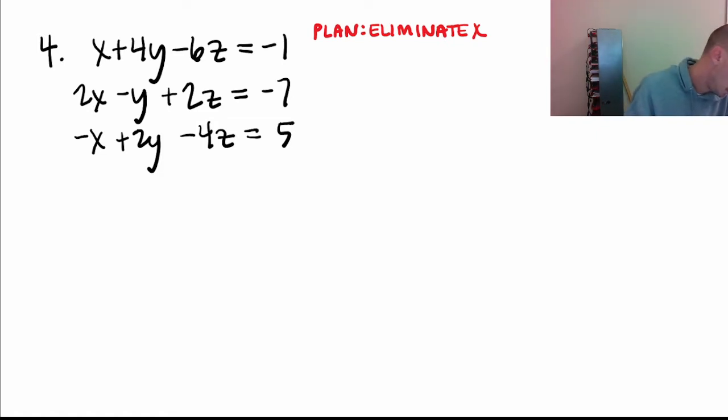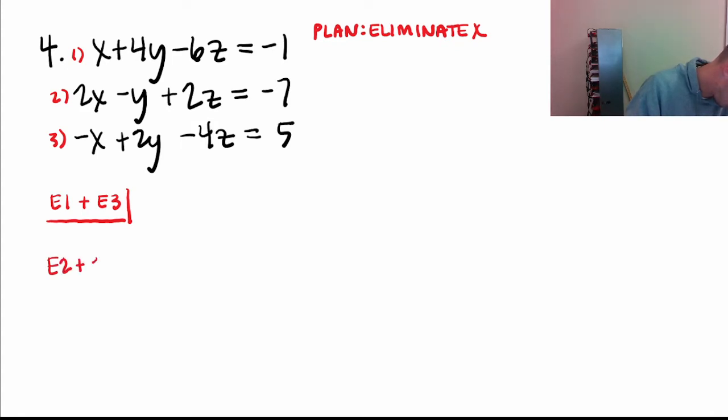Okay. And so in doing that, I'm going to label my equations, equation 1, equation 2, and equation 3. And I'm going to add equation 1 plus equation 3 to take advantage of that negative x. Okay, and then I'm going to also do equation 2 plus 2 times equation 3. Now, if you're ready to just kind of do that addition in your head, you can be my guest. But what I'm going to do is go off to the side and write down 2 times equation 3.